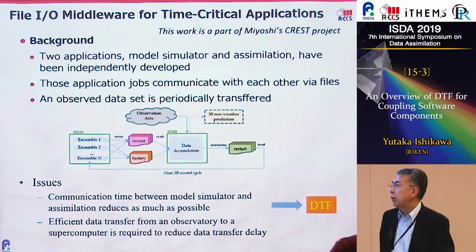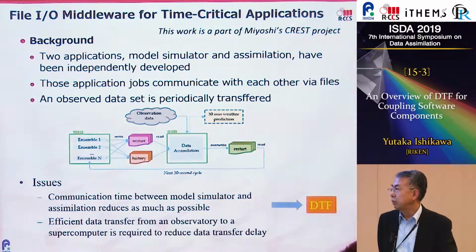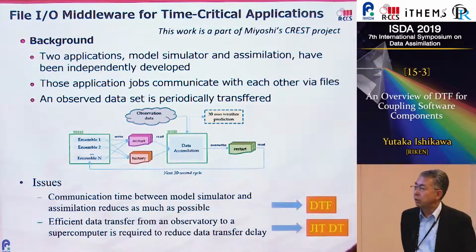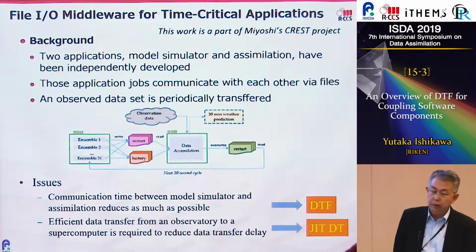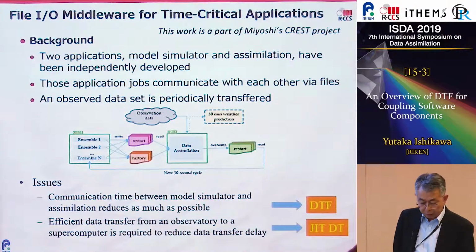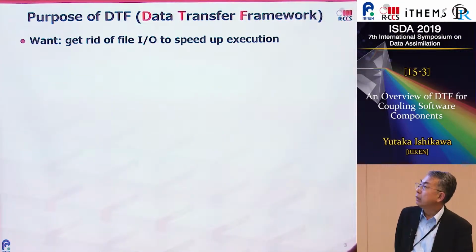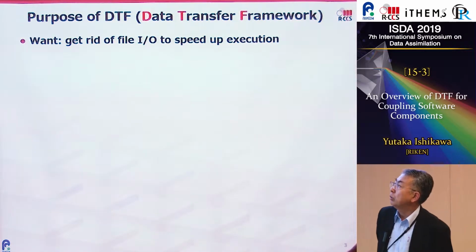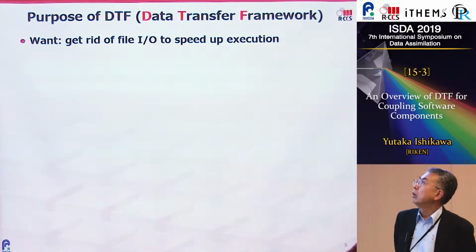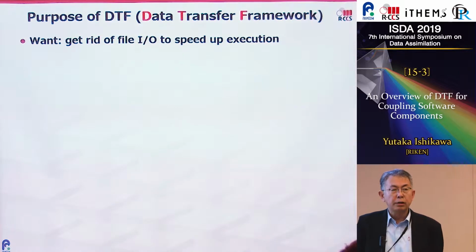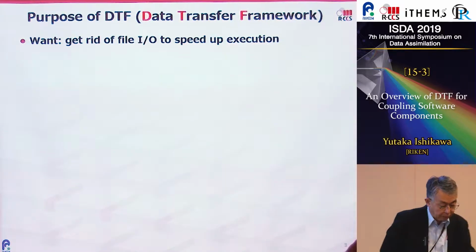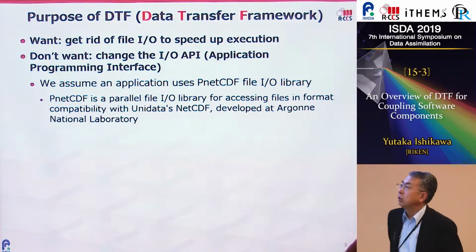So our team has developed two types of libraries. One is DTF, and the other one is GTT. Today, I will focus on DTF, which makes the coupling. The purpose of DTF is to get rid of the file I/O, I mean, file I/O accessing the storage disk, in order to speed up the execution.